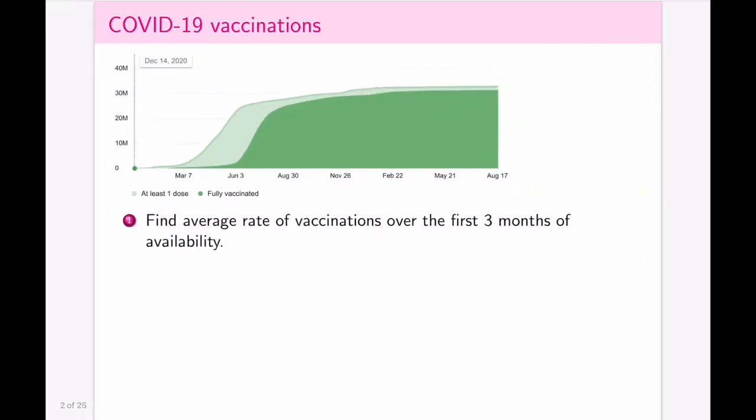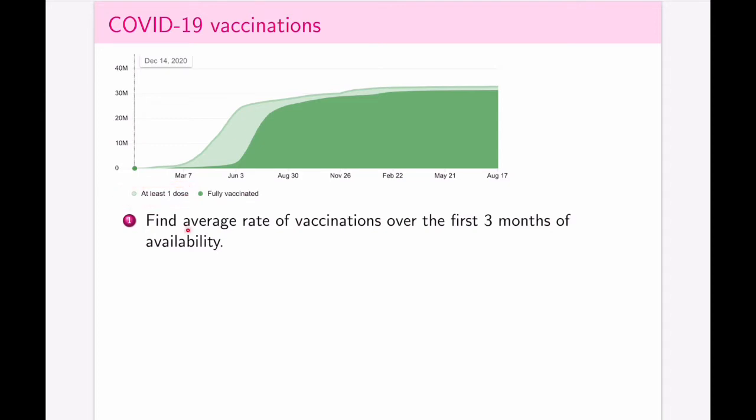Because the graphical method is the most intuitive one, let's start there. So here's the graph of the COVID-19 vaccinations in Canada. The light green represents the number of people that have gotten at least one dose at any given period of time since the doses started first being offered. And the dark green graph corresponds to the number of people that were fully vaccinated. We're going to work with the at least one dose data for this example here.